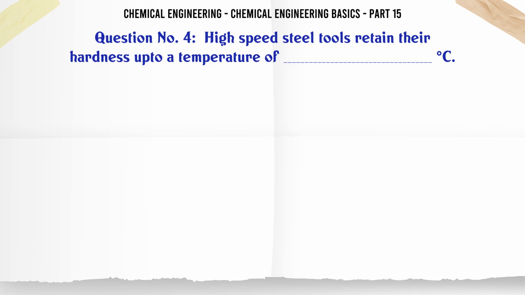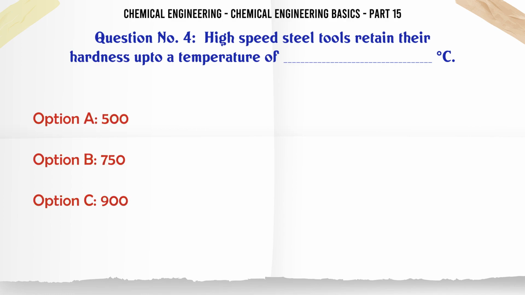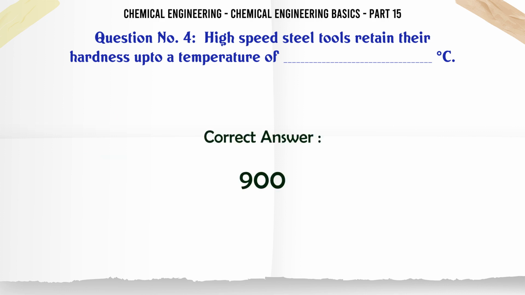High-speed steel tools retain their hardness up to a temperature of ___ °C. A. 500. B. 750. C. 900. D. 1100. The correct answer is 900.